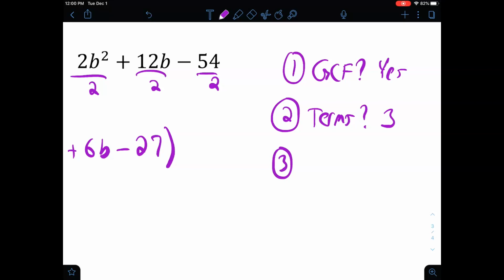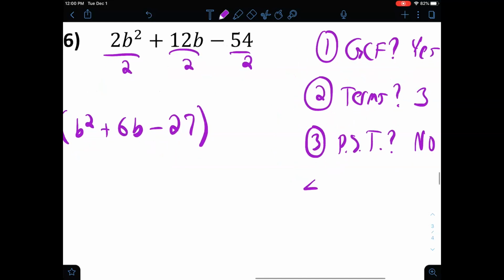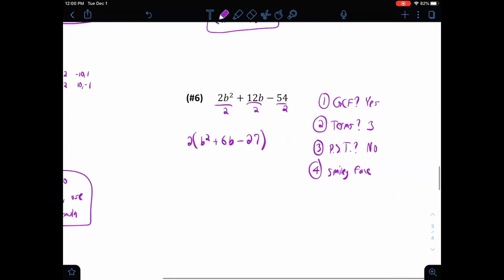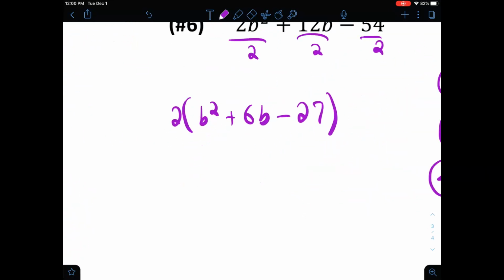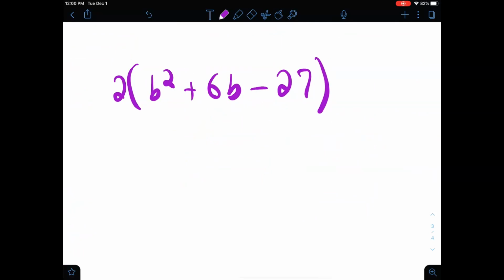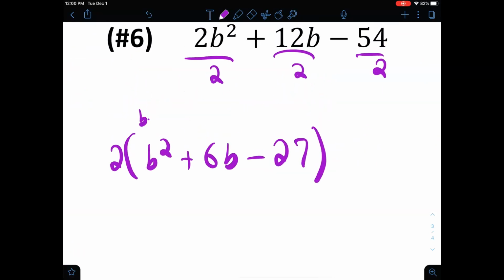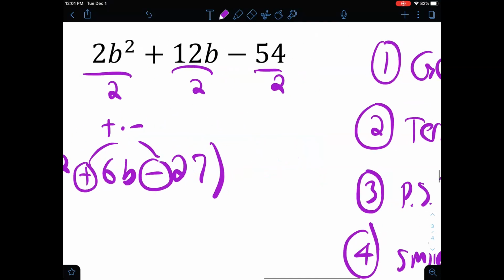Step 3 is perfect square trinomial. And the answer is no, because 27 is not a perfect square. So step 4 is smiley face. Okay? So we need to do the smiley face method, so we're going to do factors of b squared, which is b times b only. We have a positive and a negative, which means these both have to end up being a positive times a negative.